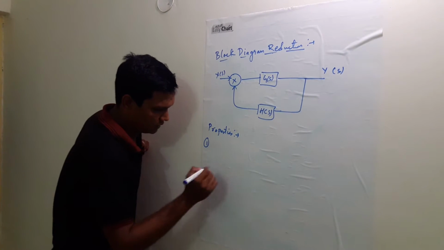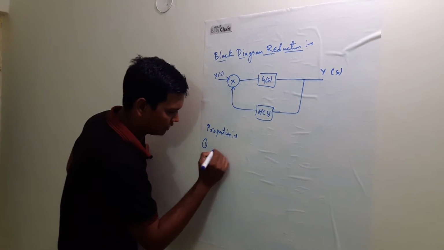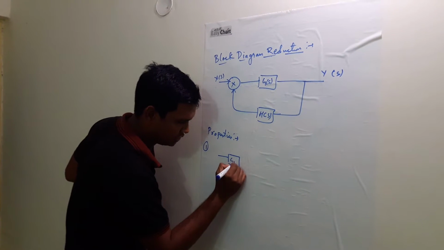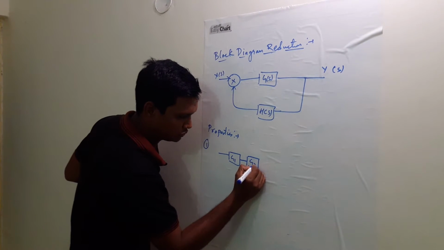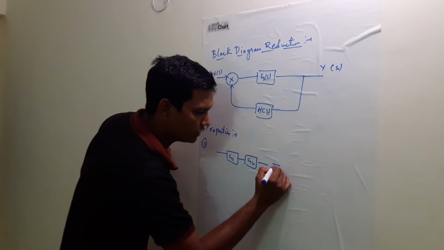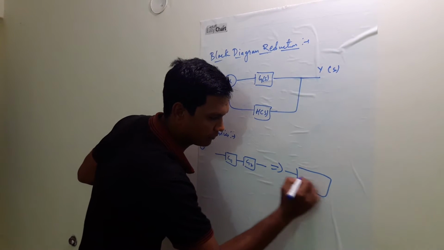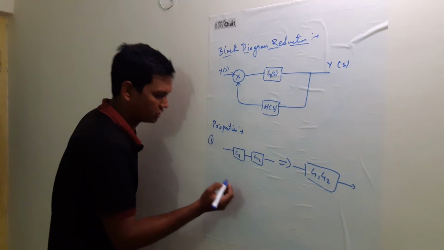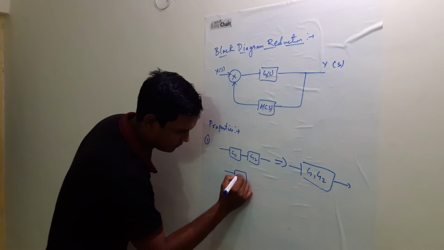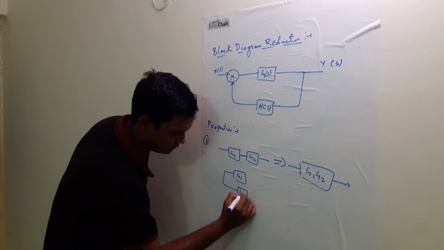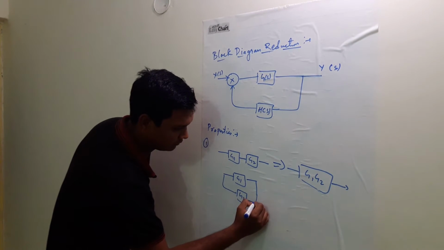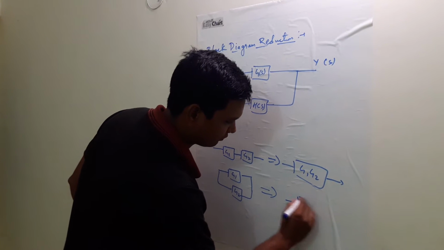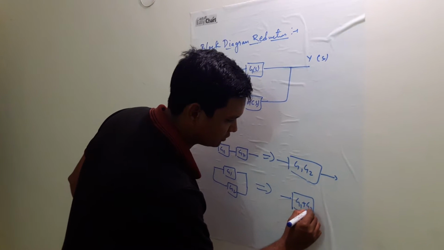First, when blocks are in series, or blocks in cascade, let's say G1 and G2, then you know that the equivalent of this will be nothing but G1 G2. When blocks are in parallel, then the equivalent would be G1 plus G2.